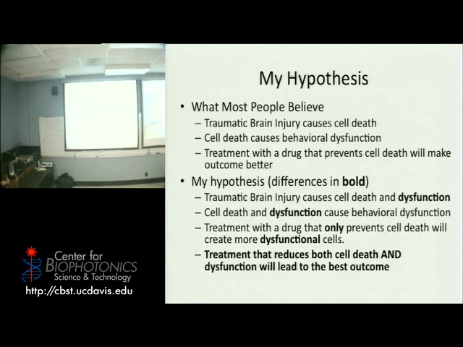So what I did with my hypothesis is I said that brain injury causes not just cell death, but cells to be dysfunctional. And if you save cells, like you just said, you're probably going to end up with more dysfunctional cells. And then I said, instead of just cell death causing behavioral dysfunction, it's cell death and cell dysfunction that lead to behavioral dysfunction. And that treatment with a drug that only prevents cell death is just going to create more dysfunctional cells, which aren't going to help you out. And that therefore, in bold, my big thing is, treatment that reduces both cell death and dysfunction is going to lead to your best outcome.